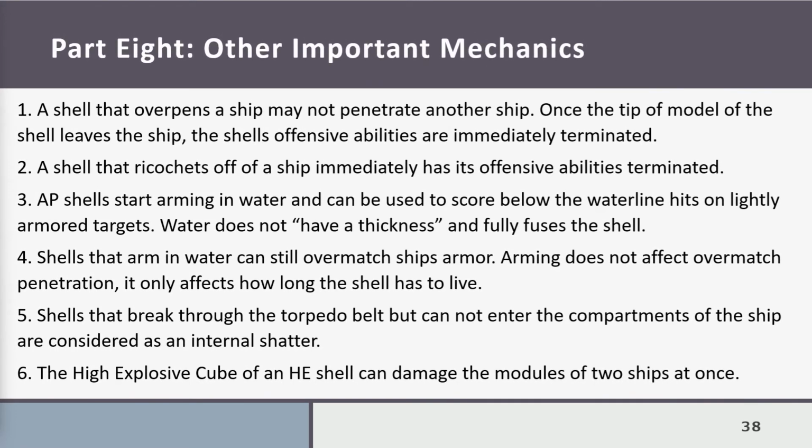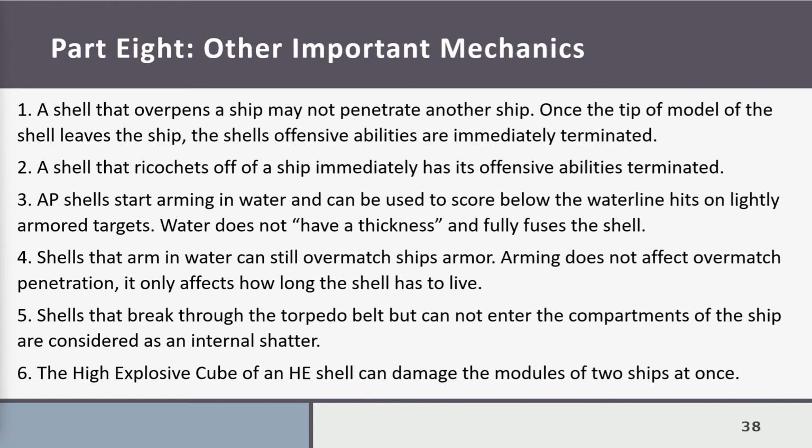So, other important mechanics. If a shell overpens a ship, it may not penetrate another ship. Once the tip of the model of the shell leaves the ship, the offensive abilities of the shell are terminated. If a shell ricochets off the ship, same thing. The offensive abilities are immediately terminated. A shell that ricochets cannot kill you.